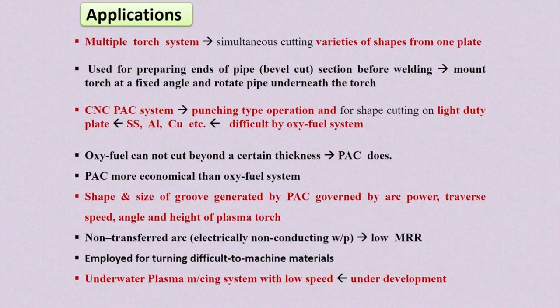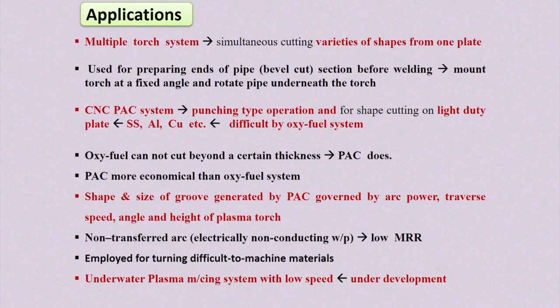For preparing the ends of the pipe, this generates the bevel cut section before welding. Edge preparation is required before welding, and this edge preparation is done by the plasma arc cutting operation. In that case, the torch is mounted at a certain fixed angle and the pipe is rotated underneath the torch, so that the pipe edge is cut at a certain angle.